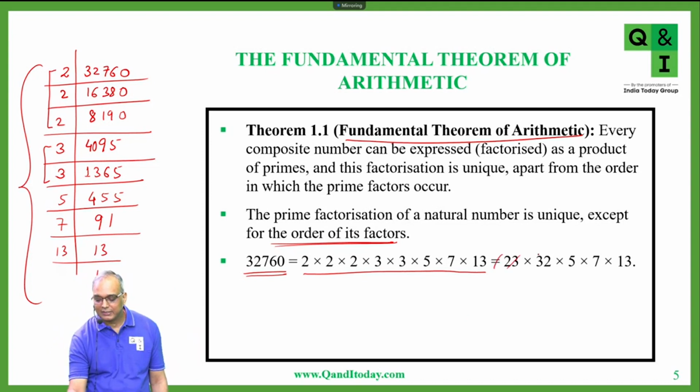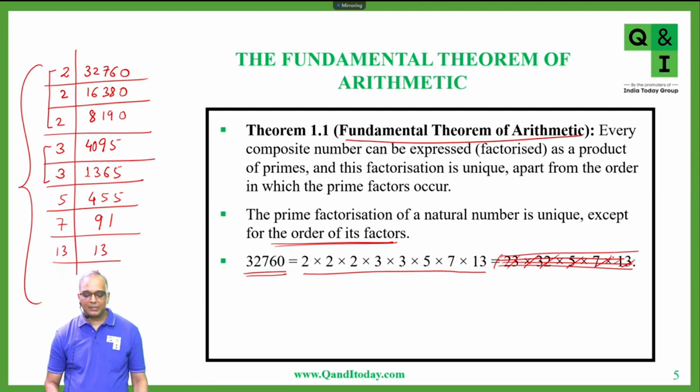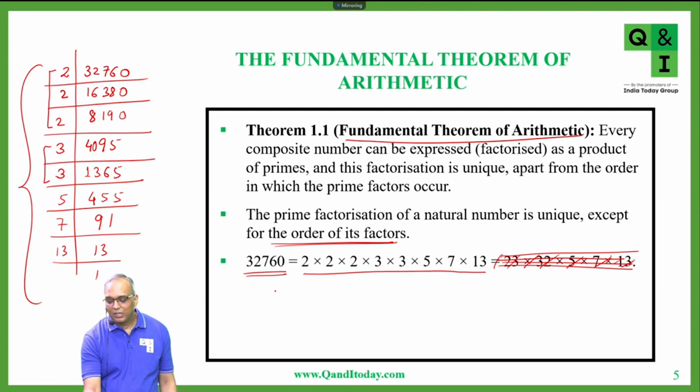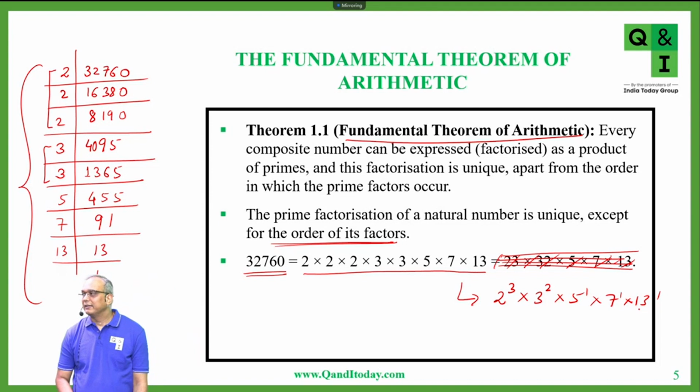Okay, this is an error, right? Forget this. This is of some other number. So 32760 can be written as prime factors as this. So if you write it as powers, this will be 2 to the power 3 into 3 to the power 2, 5 to the power 1, 7 to the power 1 and 13 to the power 1. Right? So these are the prime factors of this number 32760.